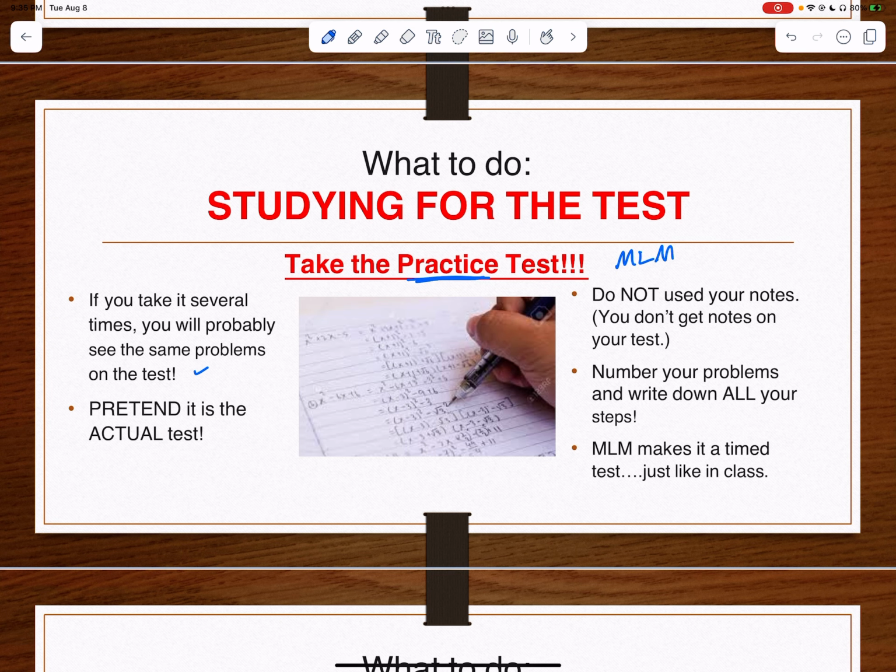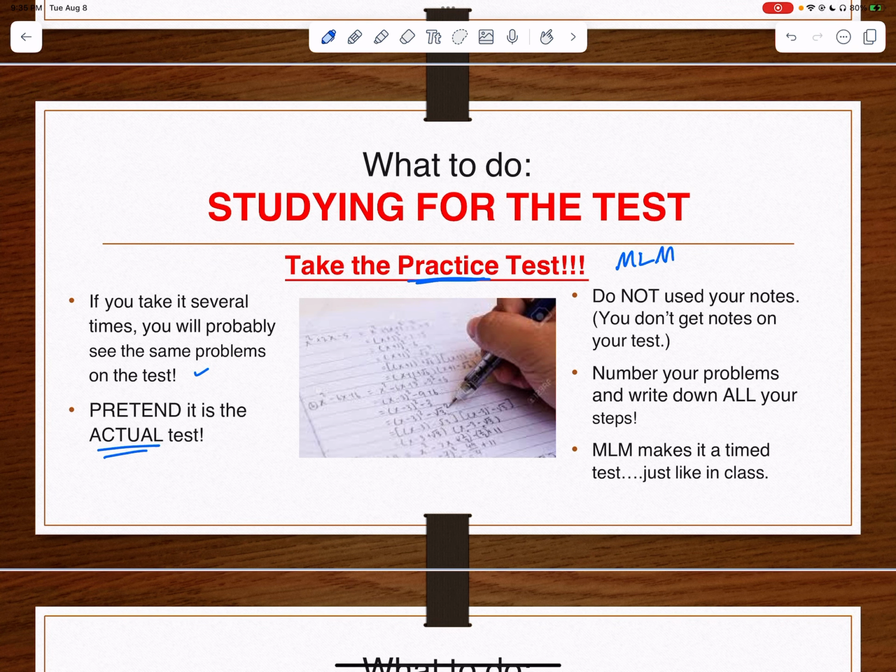But what I want you to do is pretend that it is an actual test. That practice test is an actual test. In other words, do not use your notes because you don't get to use your notes for the test. So don't use your notes on the practice test. Number your problems and write down all the steps just as if you were taking the test. MyLab also times it. It's a timed test. So you will get the same amount of time for the practice test as you do for a real test. So I want you to put yourself in a testing environment as much as you can.